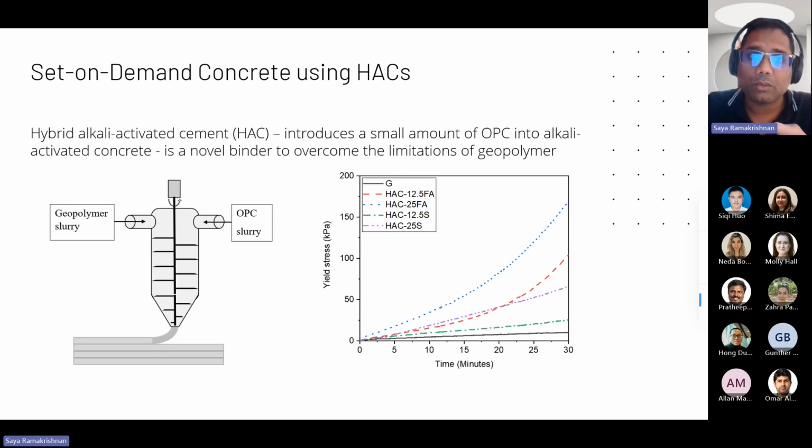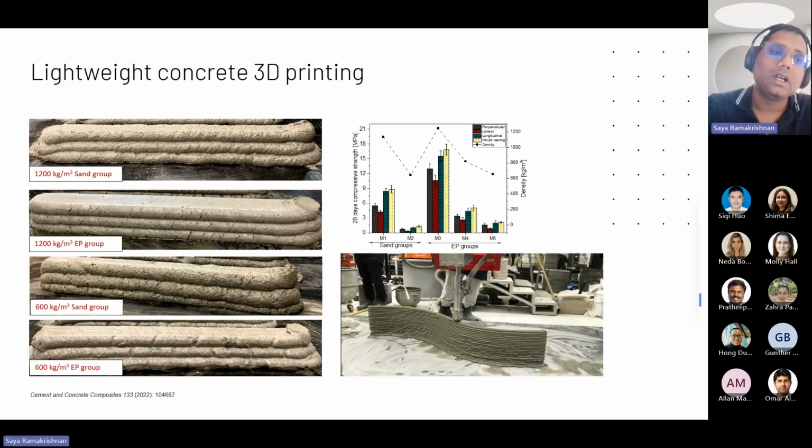So that's more about hybrid alkali cement, where we can overcome the challenges of geopolymer concrete while at the same time meeting the set-on-demand requirement for concrete 3D printing. So those are the main aspects we work on for overcoming the main challenges in concrete 3D printing. In addition to that, we also look at a number of other things in the industrial application of concrete 3D printing.